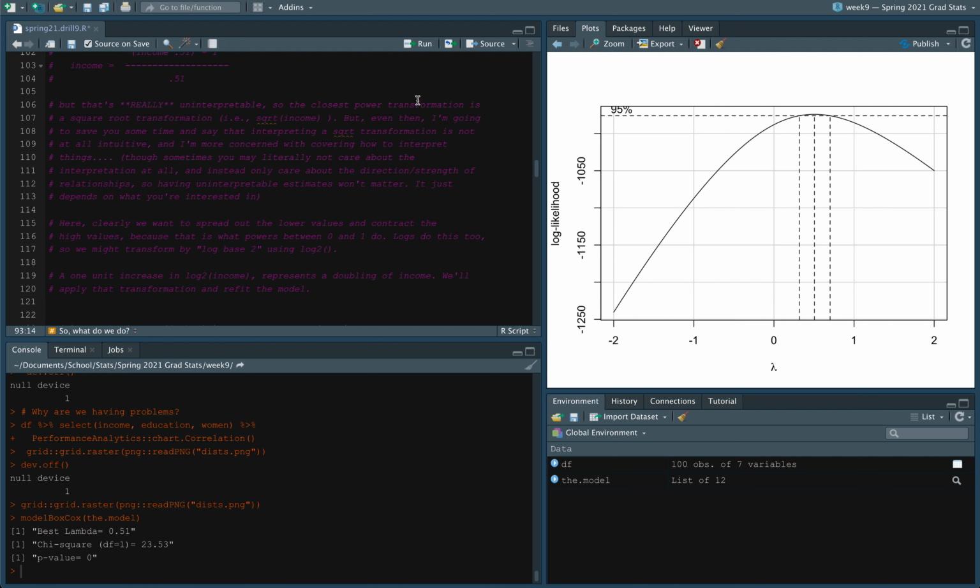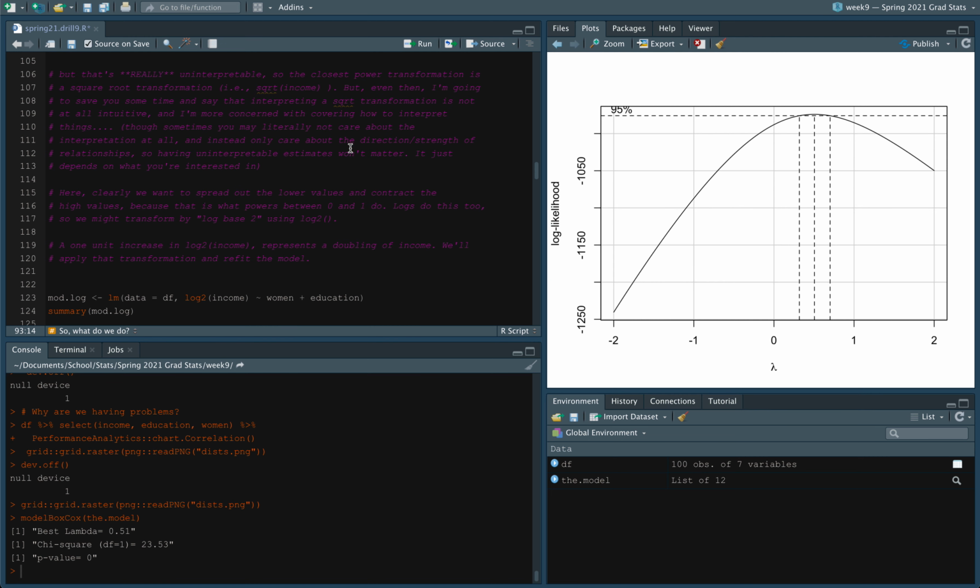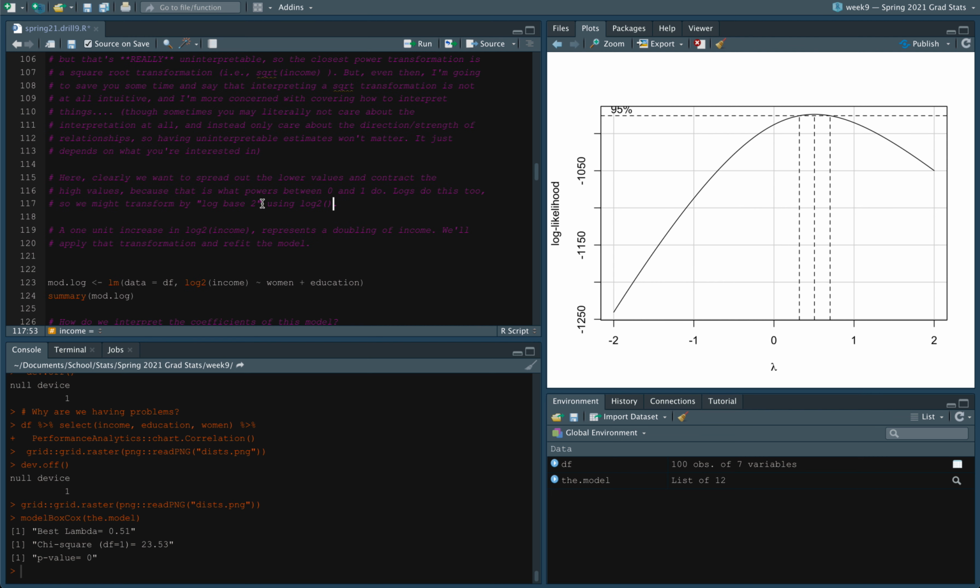So here we definitely want to spread out our lower values and bring in the higher values, and that's what powers between 0 and 1 do. Logs do it too, so we might transform using log base 2, using the function log2. So instead of just log in parentheses, it's log2. And a 1 unit increase in log2 income represents a doubling of the income.